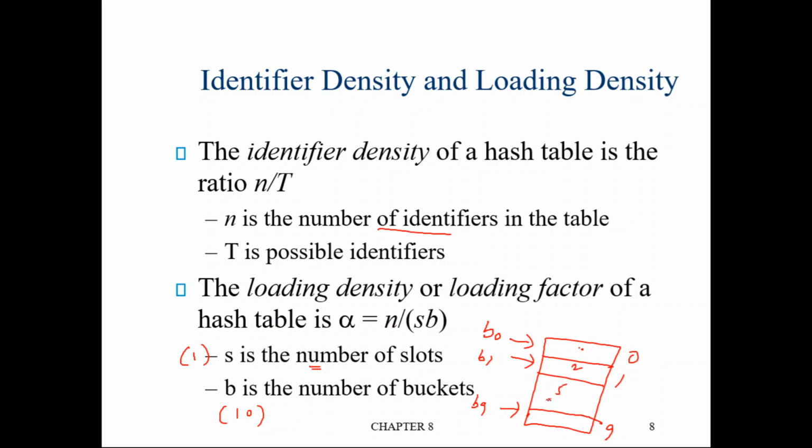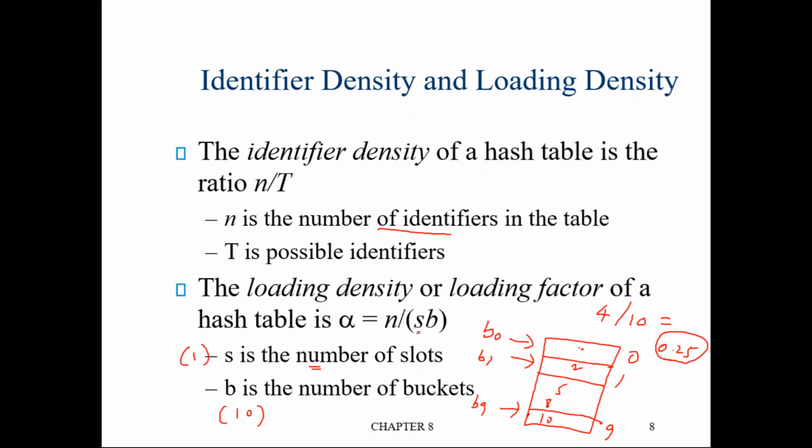n, let us assume as usual, 4 entries are there: 2, 5, 8 and 10 are placed. So it is 4 by 10, which is 0.25. Currently 0.25 load is there. Are you getting?